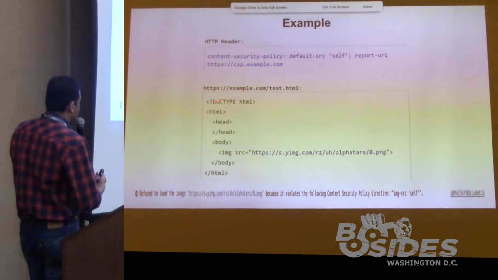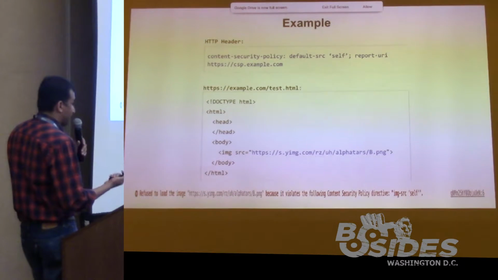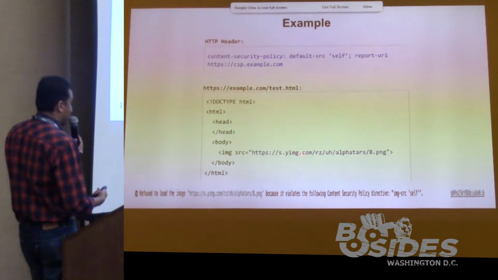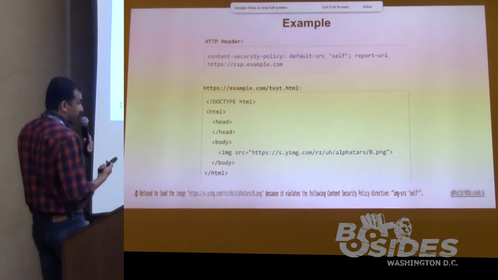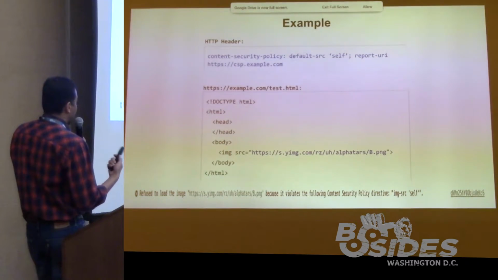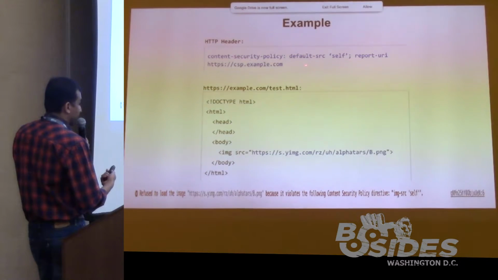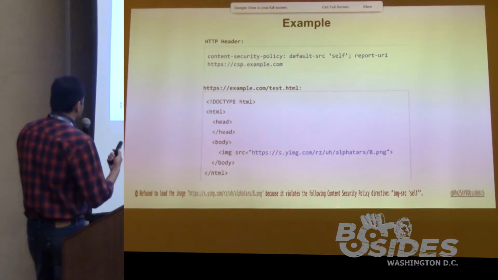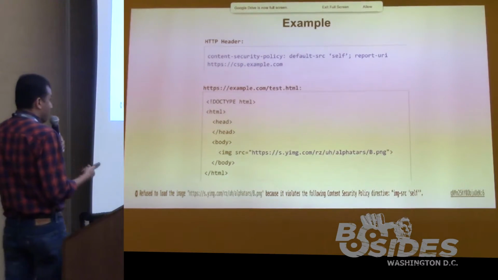So let's see what will happen. Here you're trying to open this page in your browser, and you can see an image which is loaded from a location different from 'self'. So you definitely expect a violation, because this page is trying to load a resource from a location which is not whitelisted in the policy. So when you try to load it, it throws a violation error. You can see it in the web console. So this is the overall idea, and this is how it works.